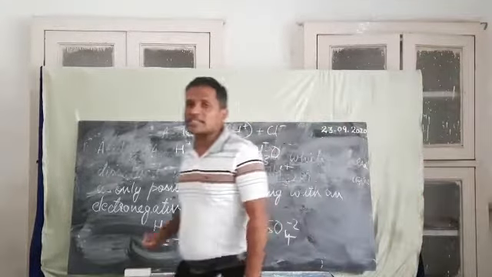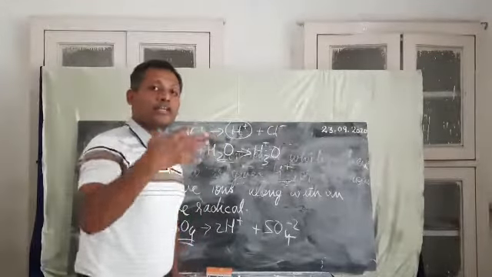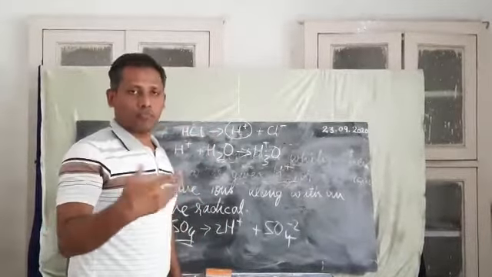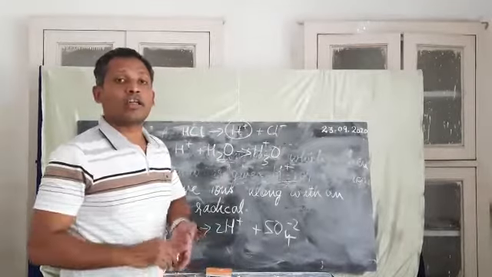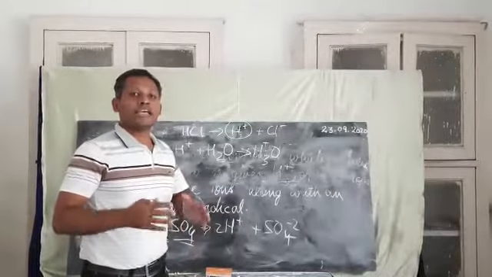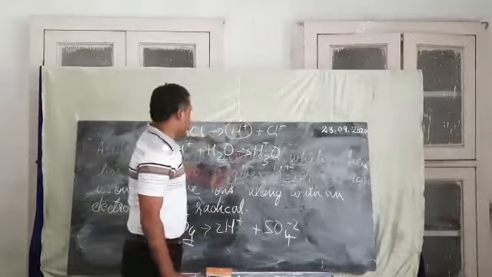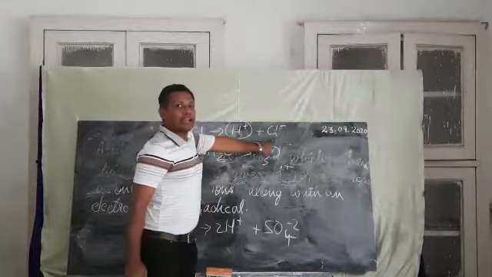Once again, what is an acid? An acid is a compound which, when you dissolve it in water, which is also called an aqueous solution, gives H plus ions, furnishes H plus ions as the only positive ions along with the electronegative radical.